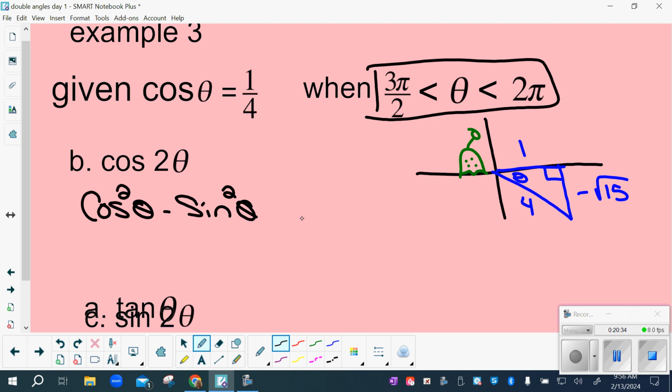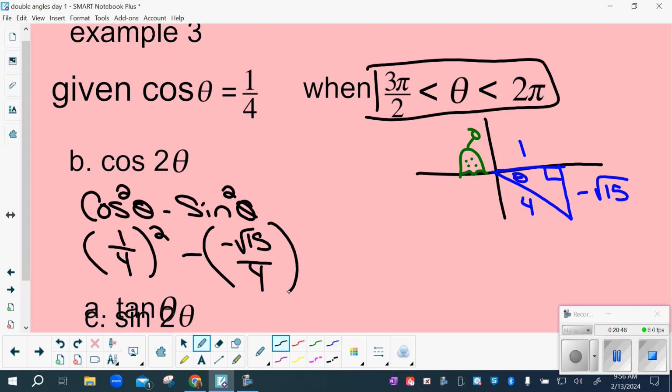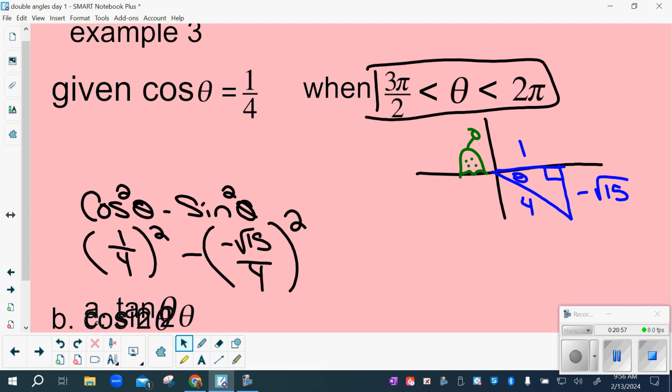That was easy. I just take that 1/4. Nice and easy. 1/4, but I'm going to square it. Sine squared is a little nastier, but that's okay. It's negative root 15 over 4, but I'm going to square it, right? Everything's looking good. Have I lost anybody? Okay, so watch what I'm going to do. I'm going to move some stuff out of the way. Okay, so I'm going to go up here, because it is a little messy. Have I lost anyone at this point?